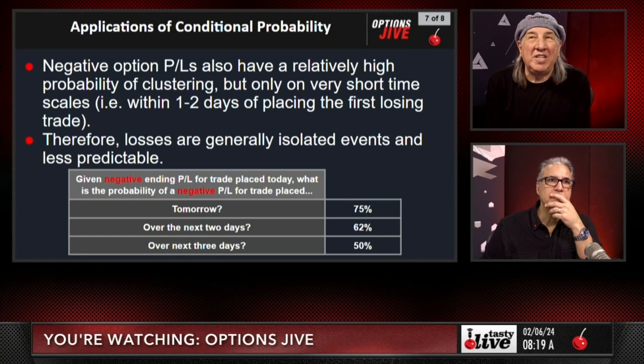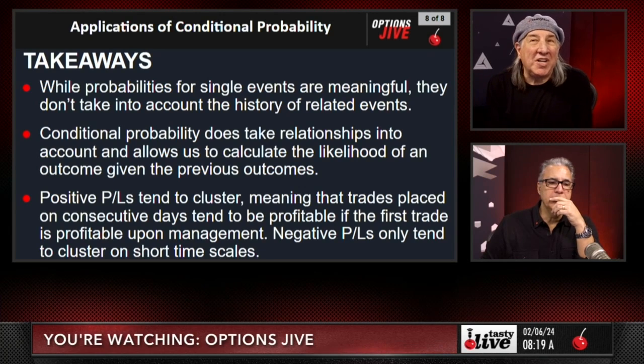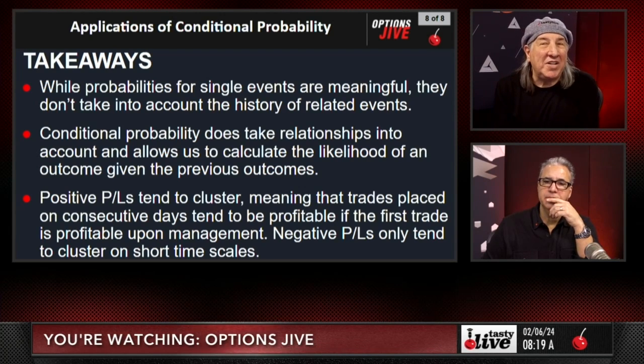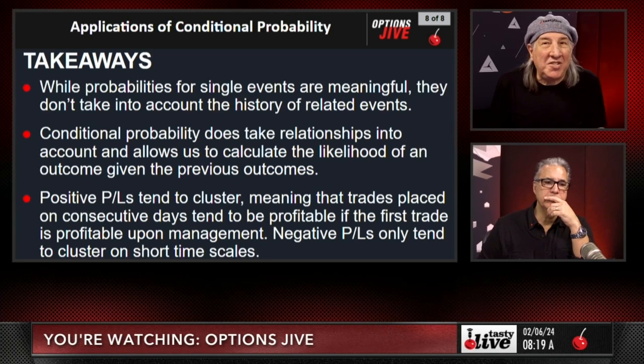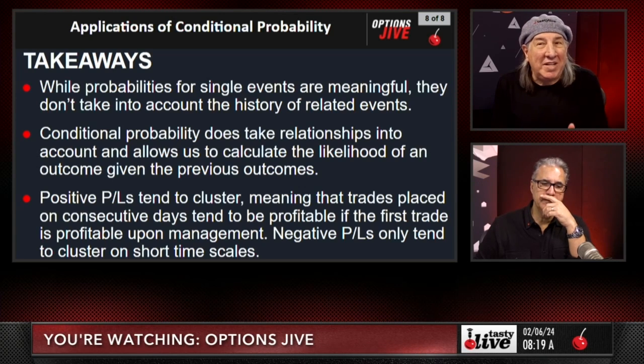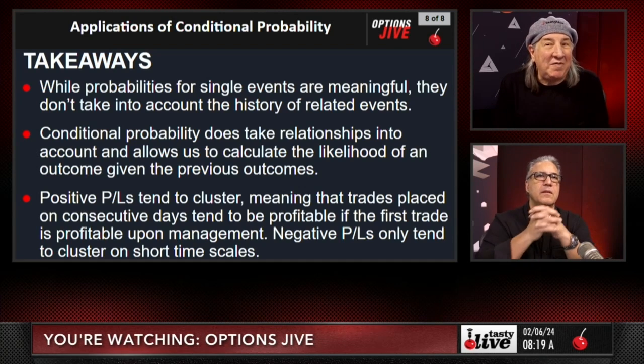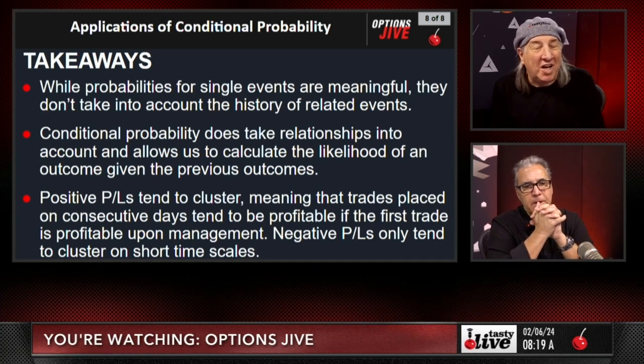Let's go to the next slide. It's complicated, but it all makes sense. While probabilities for single events are meaningful, they don't take into account the history of related events. So conditional probability does take relationships into account. It allows us to calculate the likelihood of an outcome given the previous outcomes. Positive P&Ls tend to cluster, meaning that trades placed on consecutive days tend to be positive if the first trade's positive upon management. Negative P&Ls only tend to cluster on short timescales.